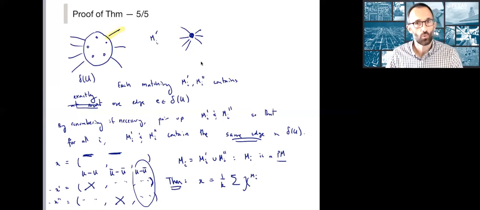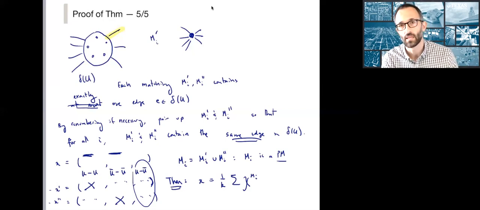In the next lecture, we're going to use this in order to show that the matching polytope that we wrote down at the beginning of this lecture is indeed equal to QM. So we're going to pick that up next time.